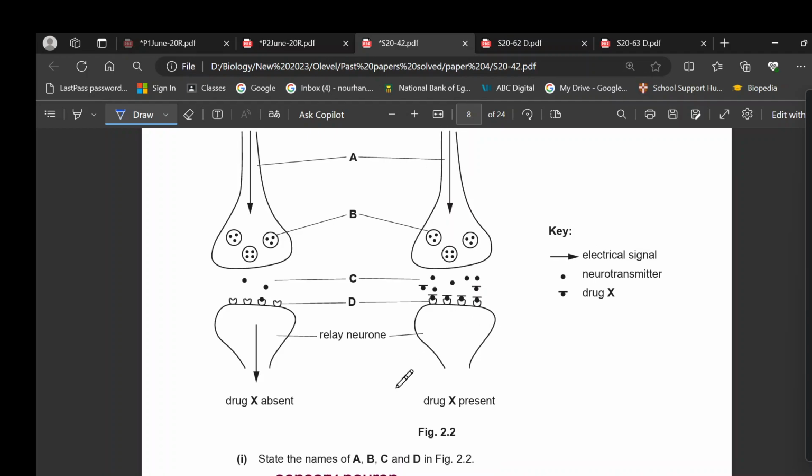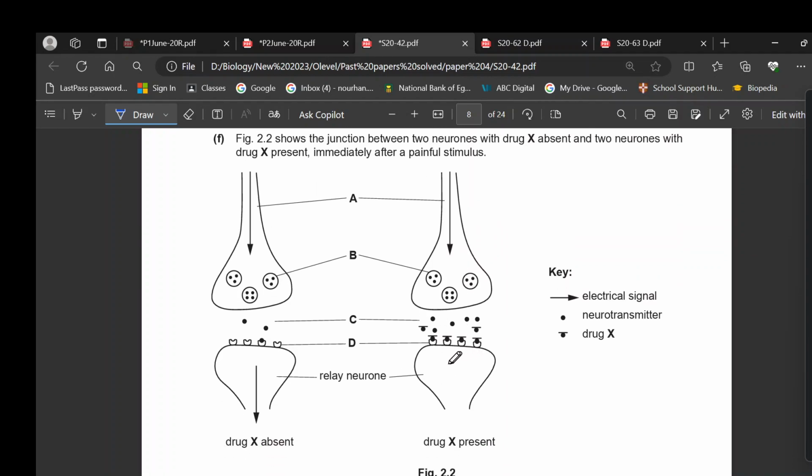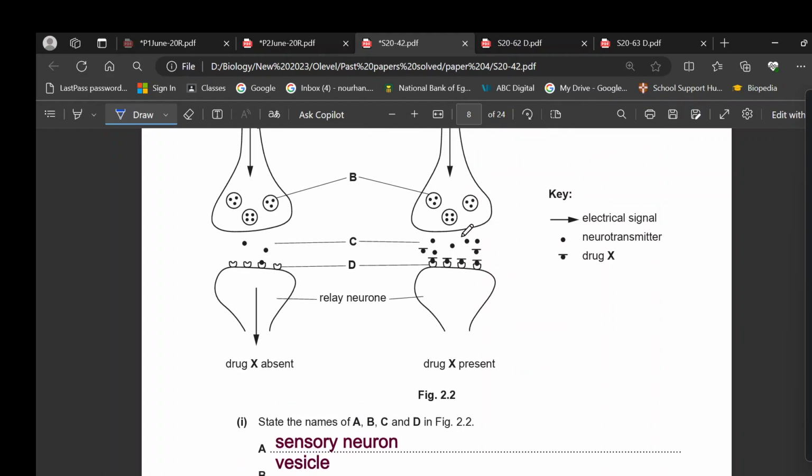The question was, state the names of A, B, C, and D. What is A? Given that he told you that this is the relay neuron, which transmits the impulse, the neuron before the relay is the one that sends it. The impulse comes from the sensory neuron to the relay neuron, then to the motor neuron. So the nerve before the relay is the sensory neuron.